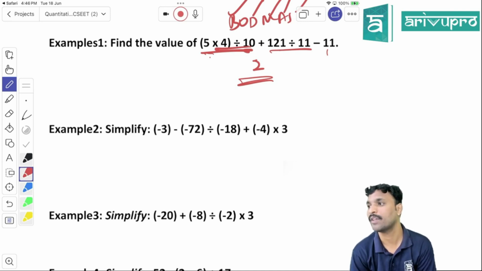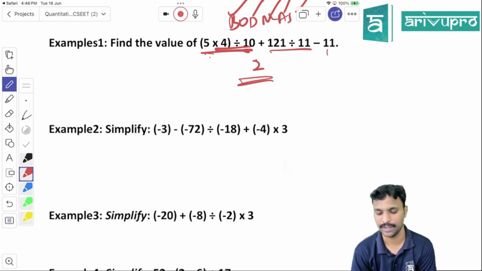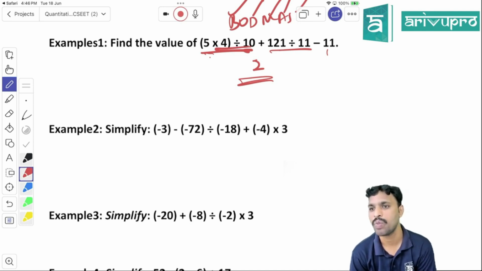First, give the priority for brackets. Minus 72. And then after the brackets, division. Minus 72 by minus 18 is that. Minus minus cancel. 72 by 18 is how much? 4. 18 fours are 72.